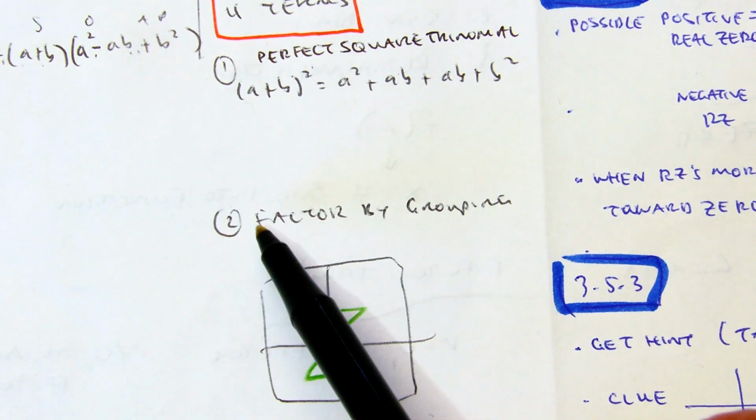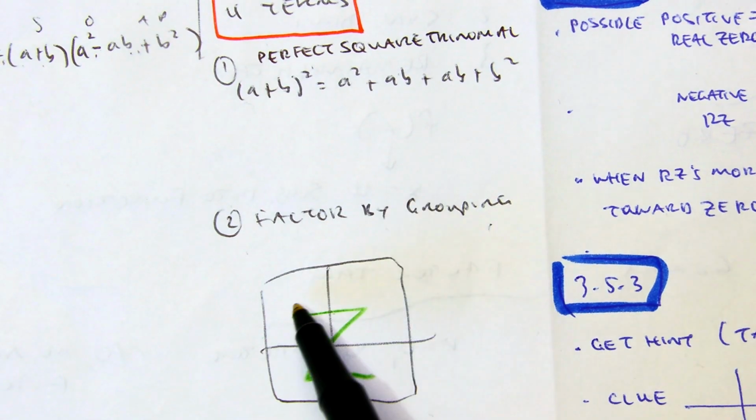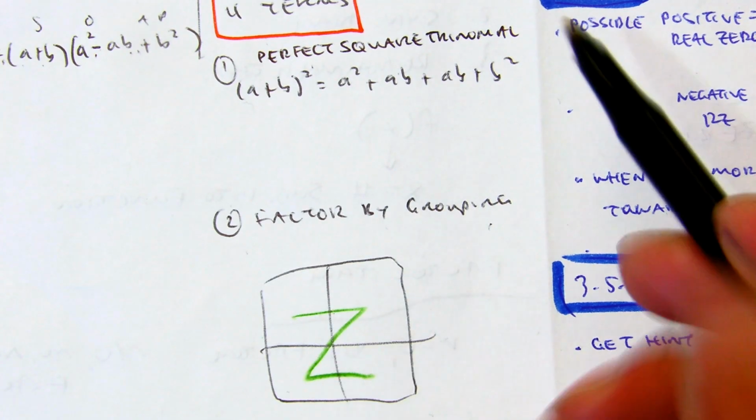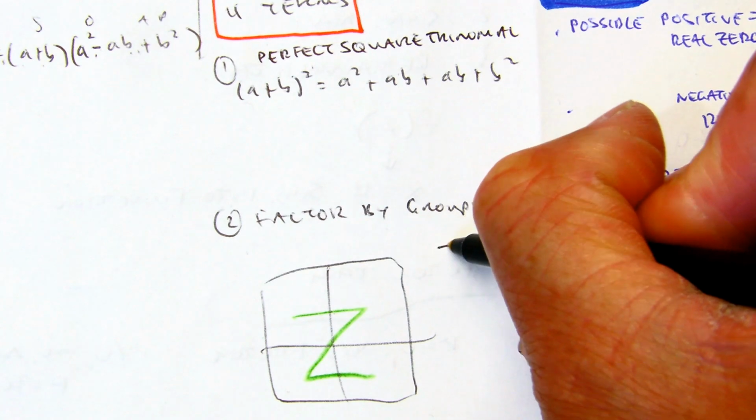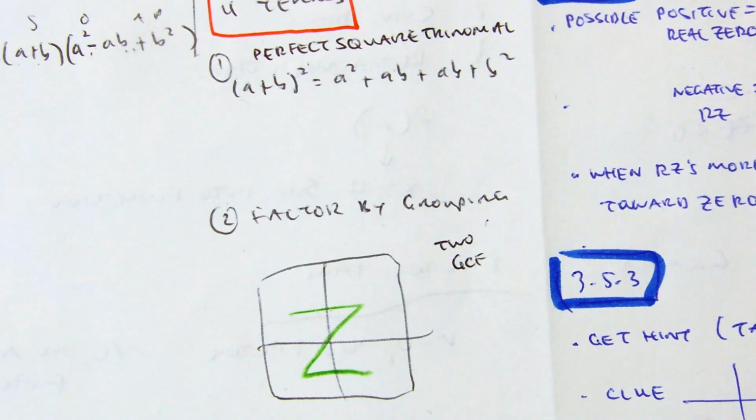The second one is called factoring by grouping. You have 4 terms, and you just put them in a box in the form of a Z. The other one I've taught you in class is you can also use something called a 2GCF method, 2 greatest common factor method.